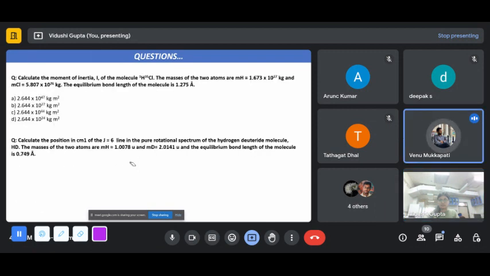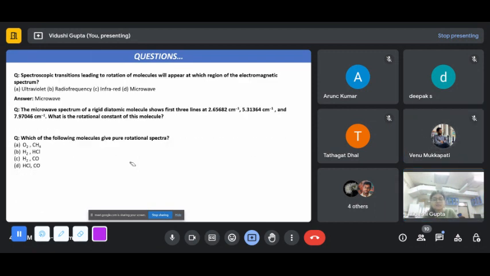We are unable to see the screen actually. Is anyone saying anything? Yes, yes, it's okay now.